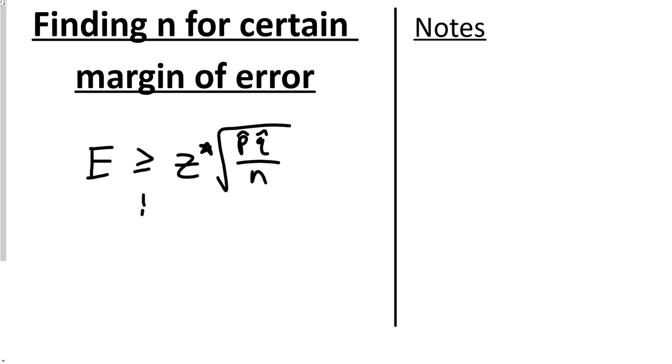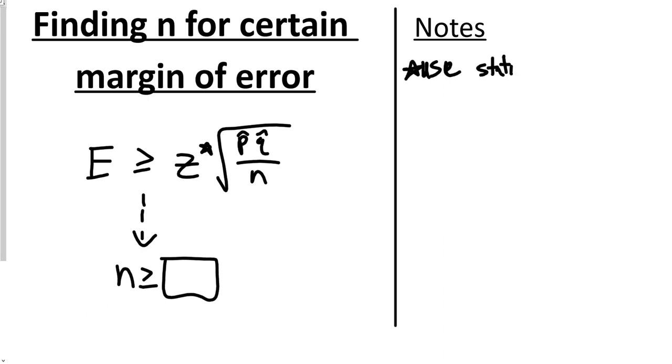So we can use this to then solve for n being greater than a certain number. All right, and I'll show you how to do that in a second. But just a couple notes. We're going to use our statistic, which in this case is p hat.